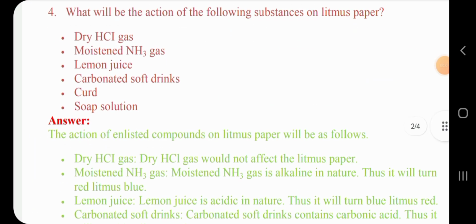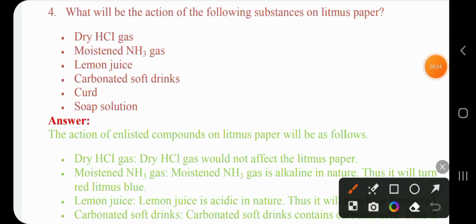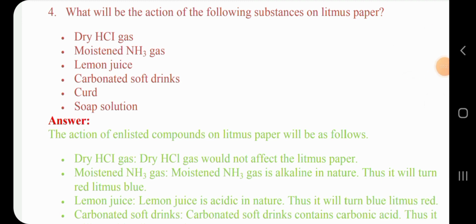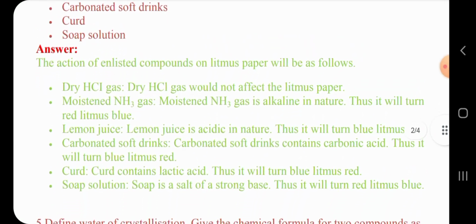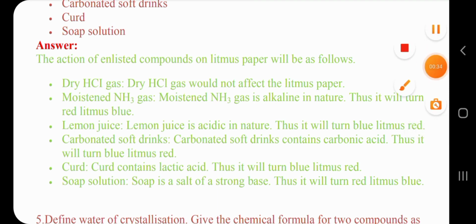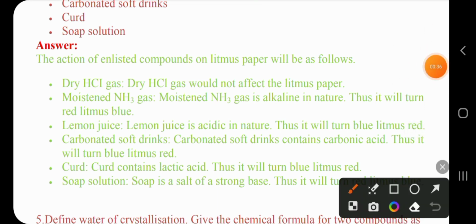Now coming to question number 4: what will be the action of the following substances on litmus paper? First is dry HCl gas, which is neutral. Dry HCl cannot change the color of the litmus paper, so there is no effect on the litmus paper. Next is moist ammonia gas, and ammonia gas is basic in nature, so it turns red litmus blue.